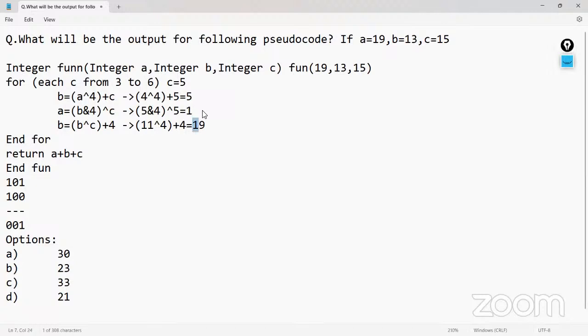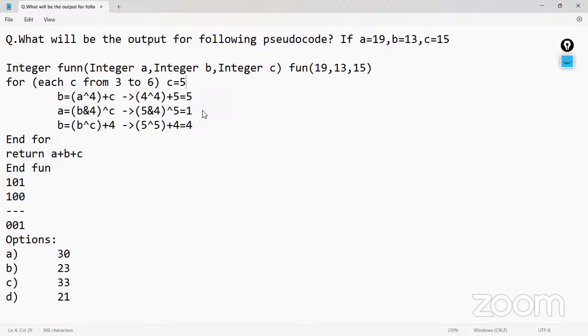And now B finally changes. What does it change with? C. So B equals B XOR C, that is 5. So the value of B is 5 XOR 5. 5 XOR 5 is 0 plus 4. That is, B also becomes 4 right here. So the final value when C equals 5 is B as 4 and A as 1.